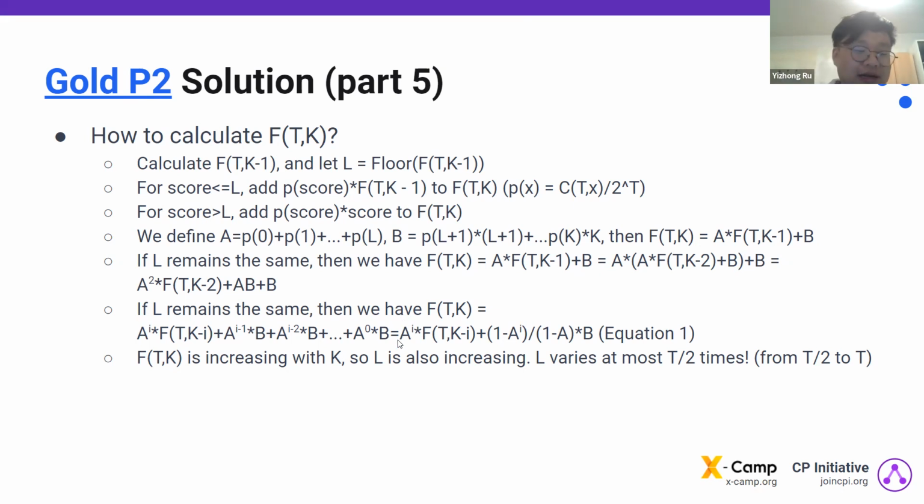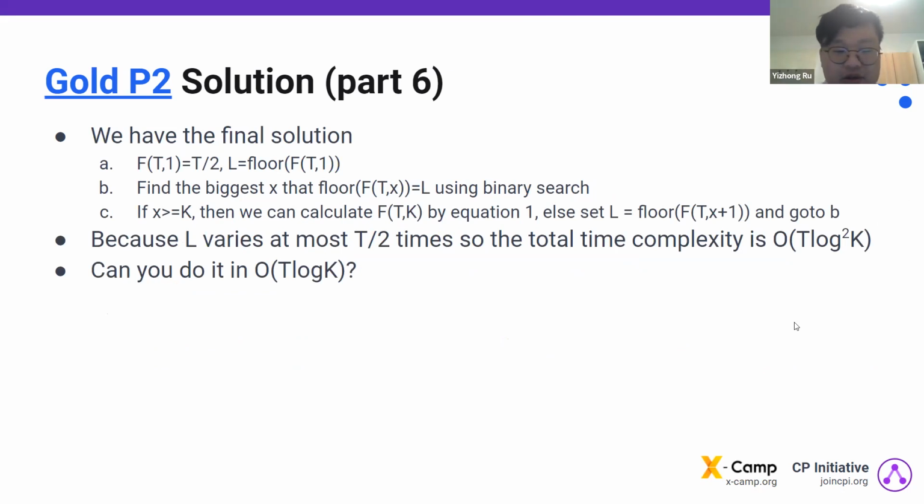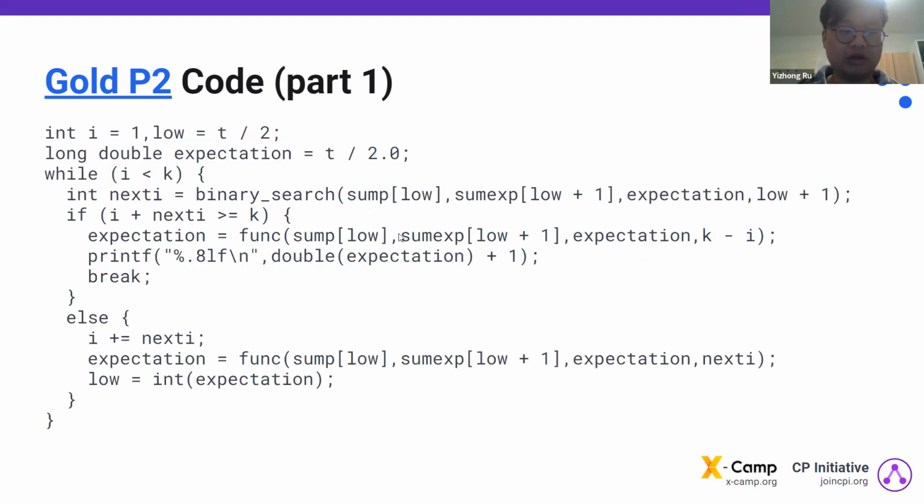Because square is O(1), right? So then you do not need to do the power function in O(log K). Then the total time complexity is O(T log K). But O(T log² K) can also pass this problem. So then I want to share my code of O(T log² K) for this problem.